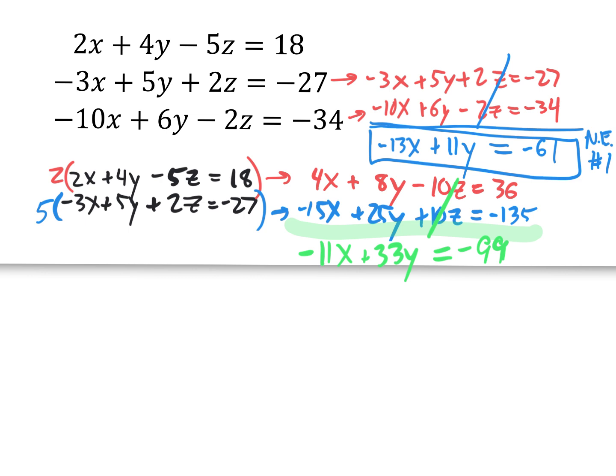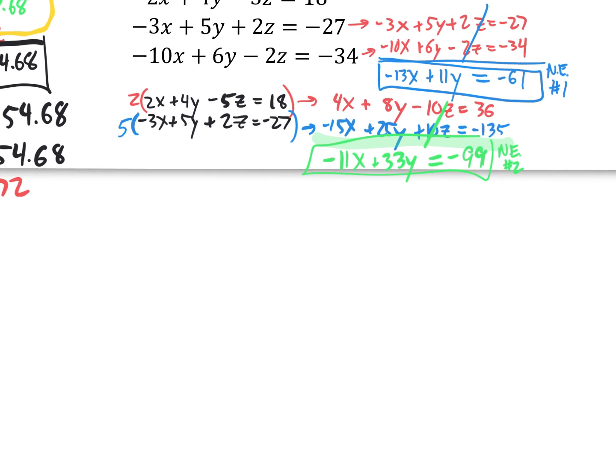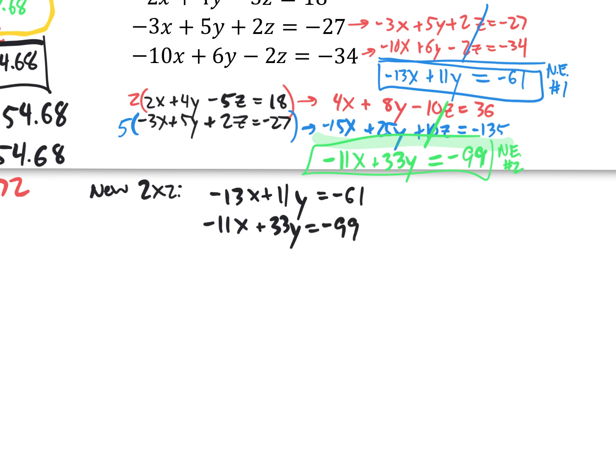So this is our new equation number 2 right here. We're going to take new equation 1 and new equation 2 and create a 2x2 system that we're going to solve. Obviously there's no space to do it on this worksheet, but I am going to just rewrite it right here. My new 2x2 is negative 13x plus 11y equals negative 61, and negative 11x plus 33y equals negative 99.